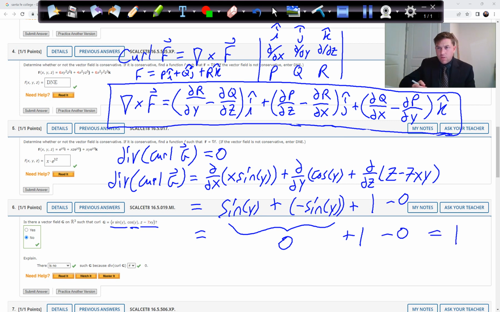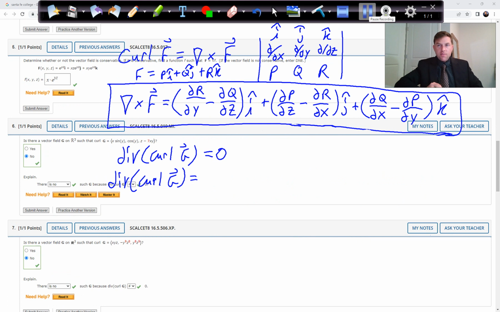If it was 0, we could work with it, but we can't because it's equal to 1. So is there a vector G such that the curl is this? No. There is no such G because the divergence of the curl of G is not equal to 0. So we need that to be equal to 0 to be able to have G with a curl like that.